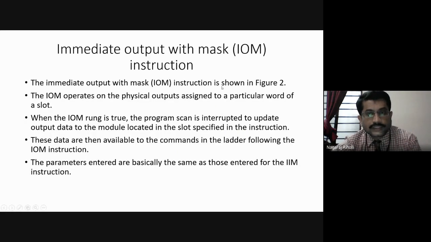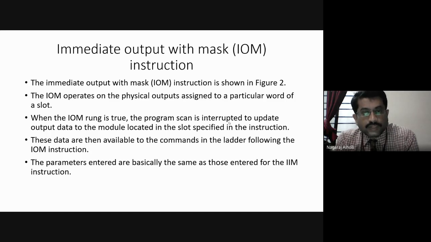The immediate output with mask instruction is as shown in the figure. It operates on the physical outputs assigned to a particular word of a slot. The physical outputs, that is the field devices assigned to a particular word of a slot, are updated. When the immediate output with mask instruction rung is true, the program scan is interrupted. It is going to interrupt the output scanning process when the instruction becomes true.